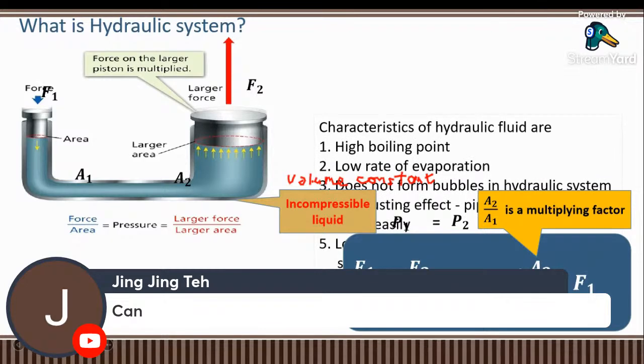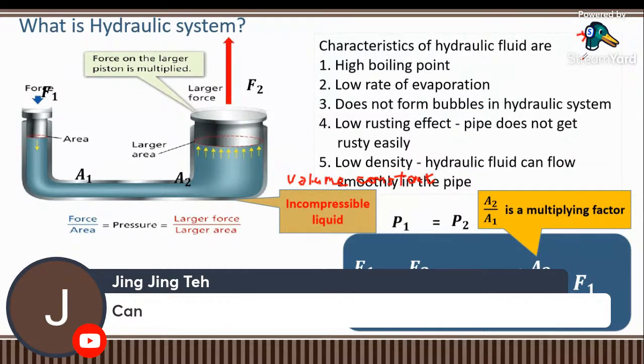Okay, characteristics of the hydraulic fluid are... Okay, ini soalan essay paper 2. Contohnya, modify a hydraulic system to produce greater output force and efficiency. So the characteristics of hydraulic fluid, we can have high boiling point.